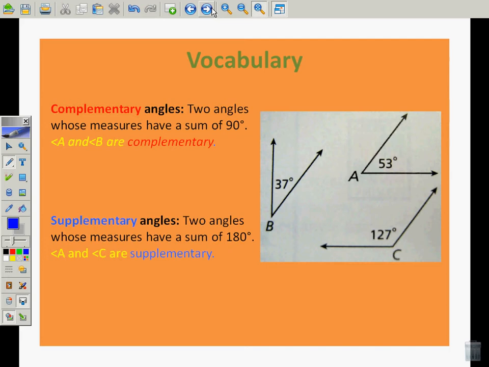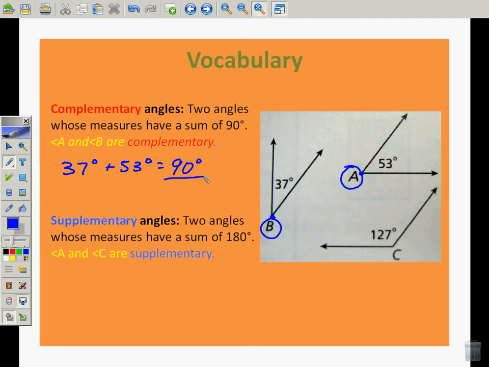So we would say that A and B. Angle A, and it's named angle A because its vertex is A. This one's called angle B because its vertex is B. If you put those together, 37 degrees plus 53 degrees is 90 degrees. Okay, that's our key for complementary.